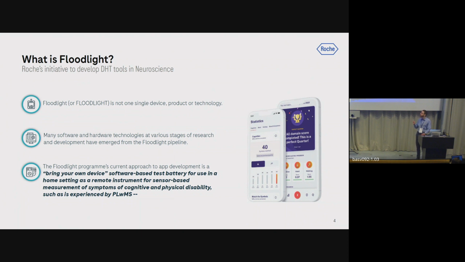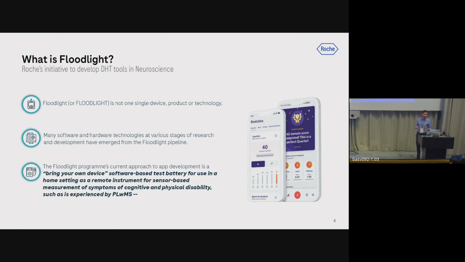It's not a single hardware or software technology. It includes, for example, an HCP portal, a patient portal. We're looking into active tests as well as passive monitoring, several technologies, and of course, all these technologies are not at the same stage of development as of today.